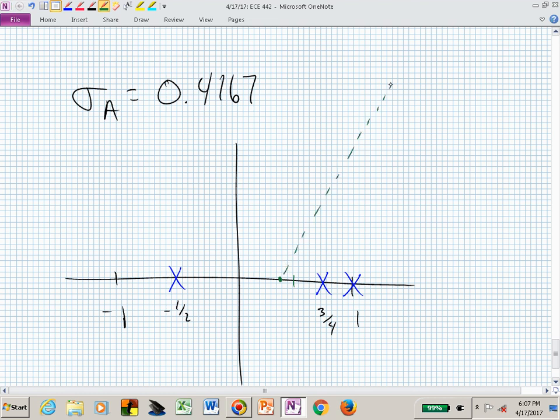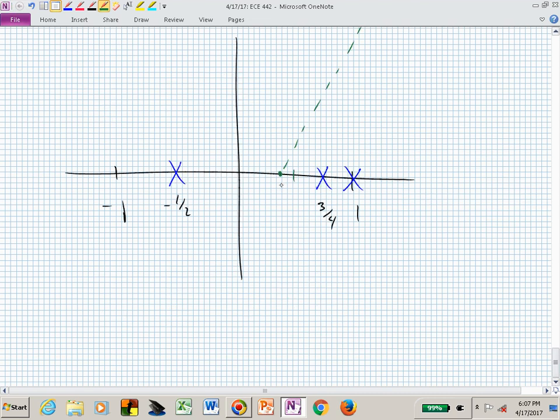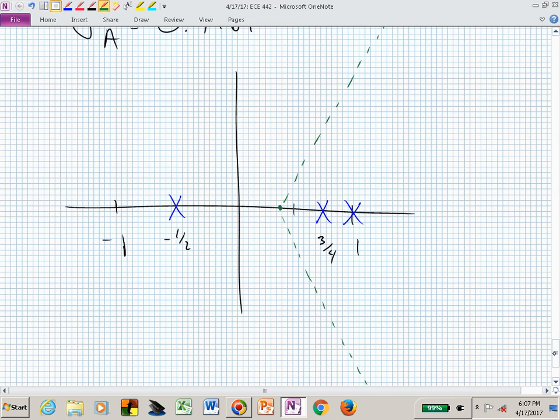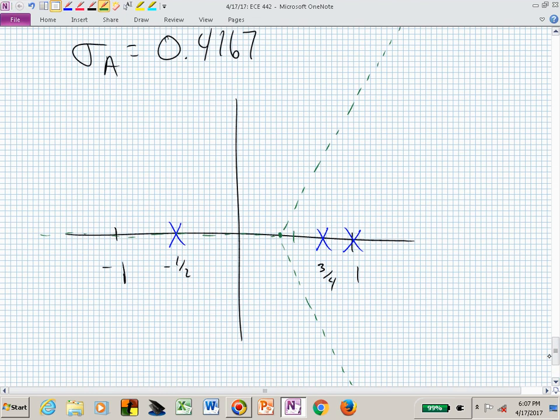Let's say that's 60 degrees. This is now the mirror image, 300 degrees, and we have another one going off, and that one really doesn't matter. It's going off to negative infinity. But does this help us sketch our root locus? And the answer is yes. Now what we want to do, which pieces of the real line belong to the root locus?